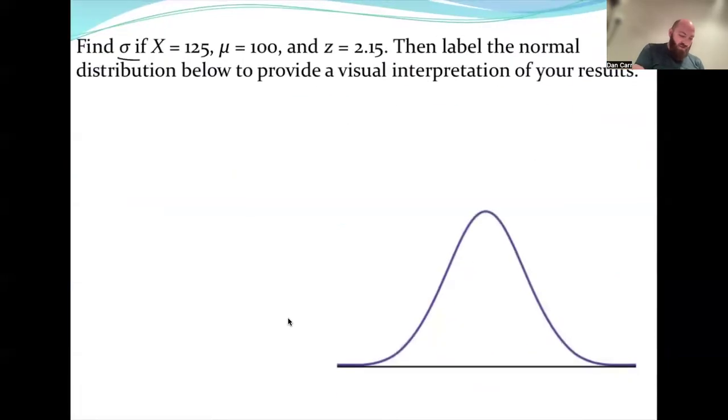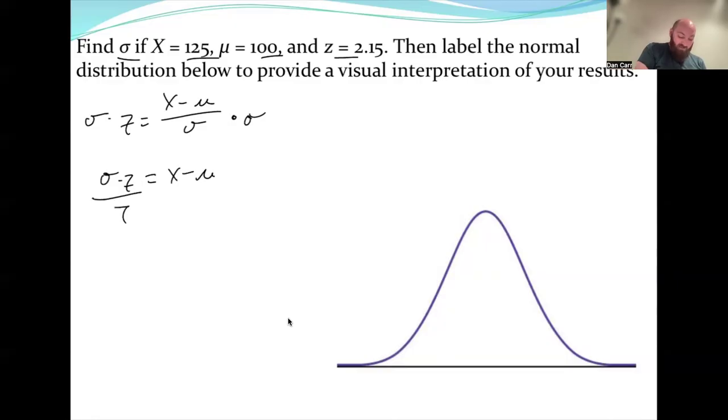Okay. One last example here. Find the standard deviation if all of this is given. Again, I'm going to start with my z-score formula, where x minus the mean is divided by my standard deviation. I'm going to rearrange this so I can solve for standard deviation. One thing I'll do is multiply both sides by sigma. So sigma z is equal to x minus the mean. And then I just divide both sides by z. So sigma is equal to x minus the mean divided by my z-score.